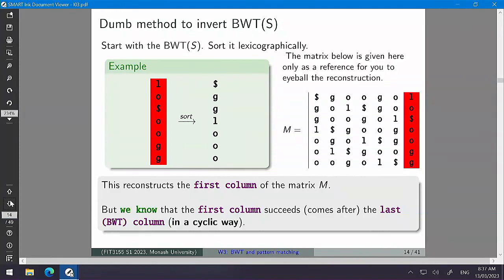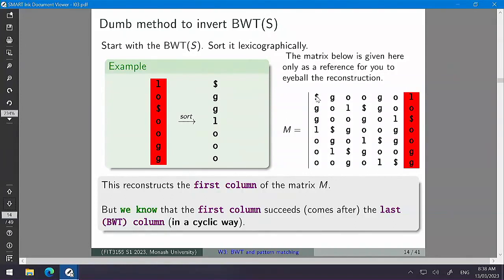So what you have is E$OOGGL, the one in red. I'm keeping the string vertical so that we can map onto the cyclic permutation matrix as an insight. If you sort those letters, do you agree that that's what you would get? If you sort that Burrows-Wheeler transform string, you would essentially get that. Now, do you agree that that set of letters has to be the first column of your cyclic permutation matrix?